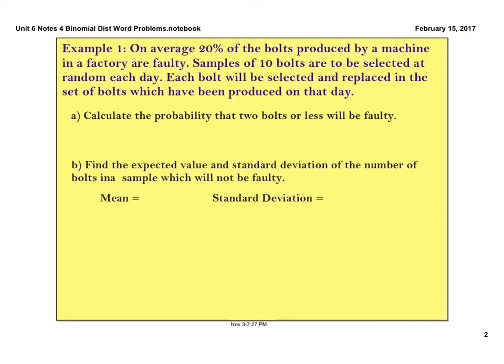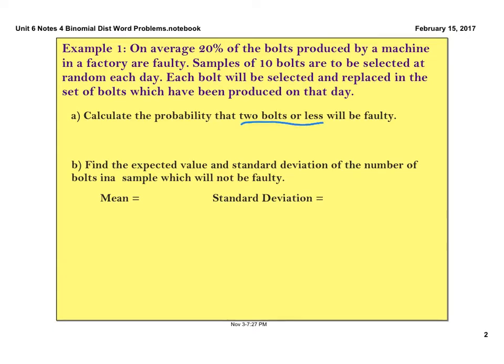So in number 1, it says, on average, 20% of the bolts produced by a machine in a factory are faulty. Samples of 10 bolts are to be selected at random each day. Each bolt will be selected and replaced in the set of bolts which have been produced on that day. Calculate the probability that 2 bolts or less will be faulty. Okay, 2 bolts or less.